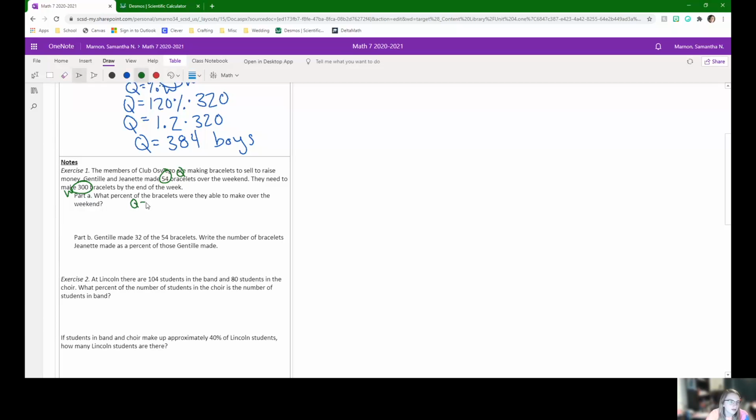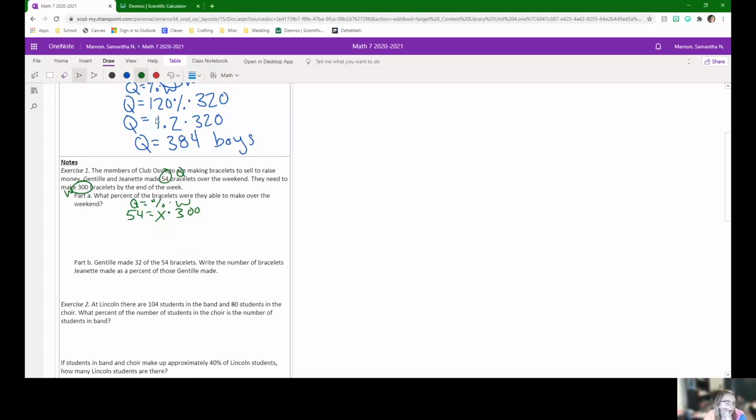So if we set up quantity equals percent times whole, we know this is 54. We don't know the percent. I'm going to put an X because I don't know the number. And our whole is 300. This is X times 300. This is one of those times, like in that DIN review, where we're going to need to solve a one-step equation, just like we did in 6th grade.